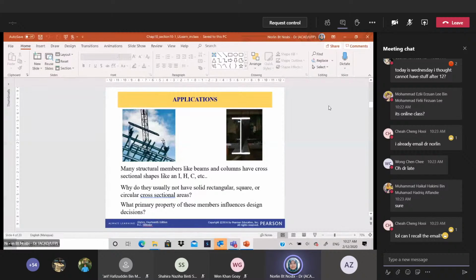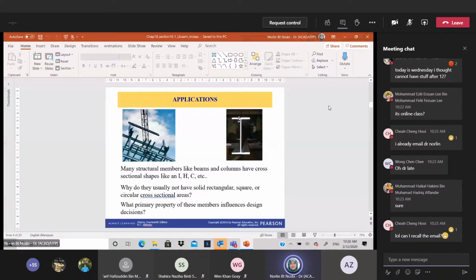So why is the shape like that? How do we find the cross section area? How does it relate to the moment of inertia? Last week you looked at the center of gravity, right? If the shape is, for example, this I shape, you need to find the center of gravity. So how do you find the moment of inertia of this structure? Later I will show you.